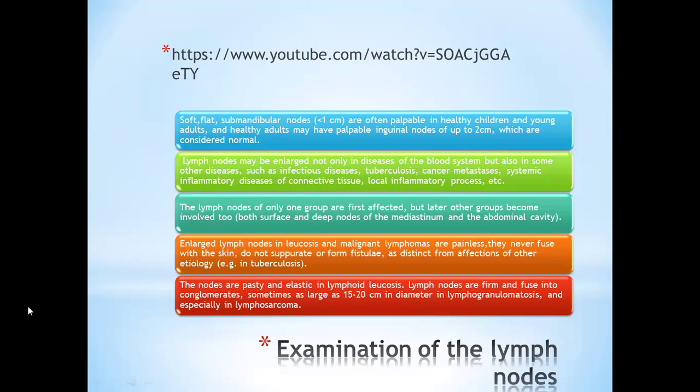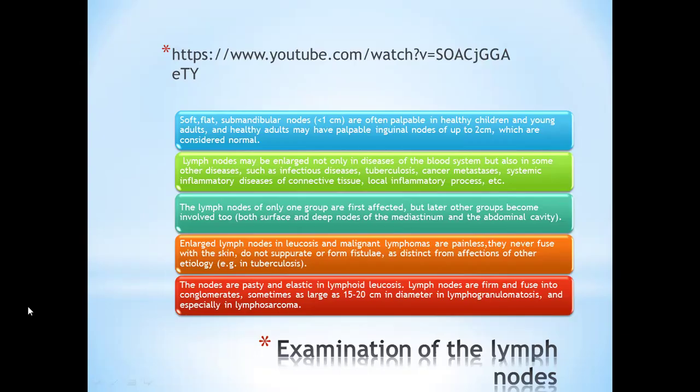Soft, flat submandibular nodes less than 1 centimeter are often palpable in healthy children and young adults, and healthy adults may have palpable inguinal nodes up to 2 centimeters, which are considered normal.